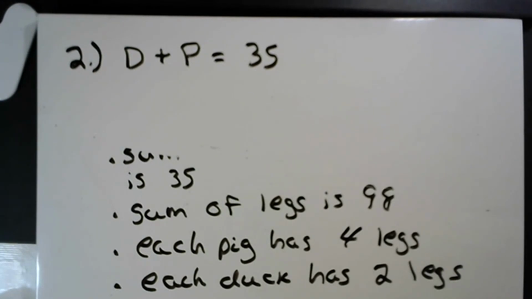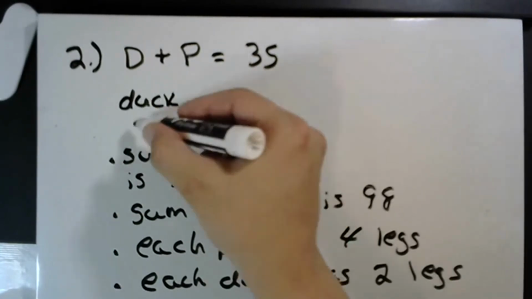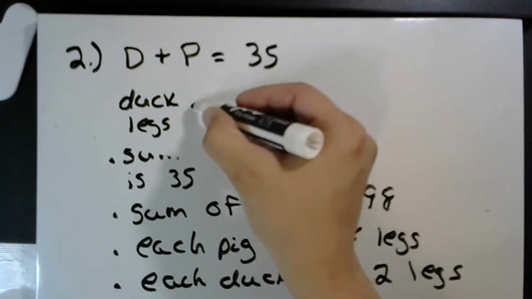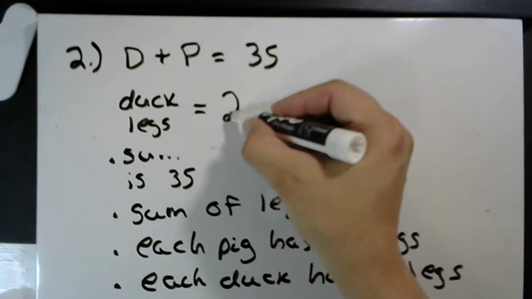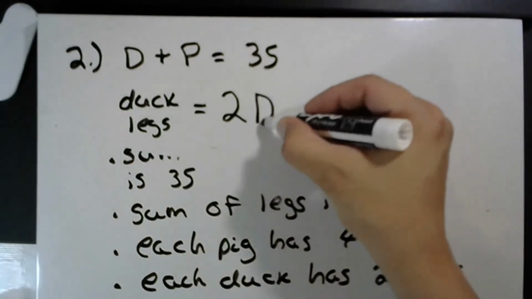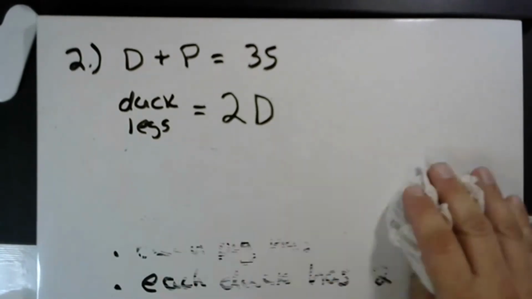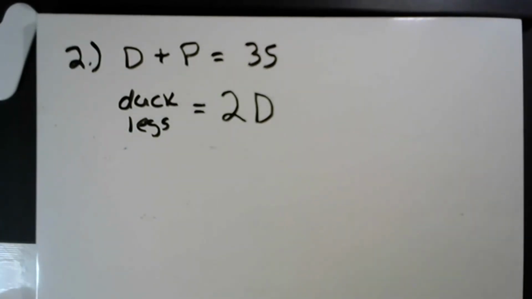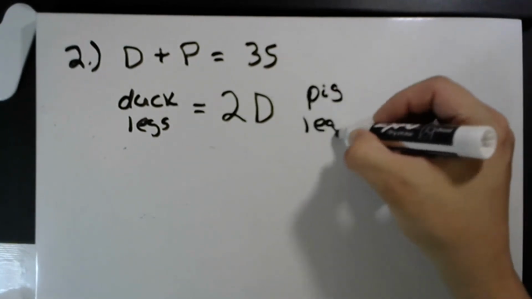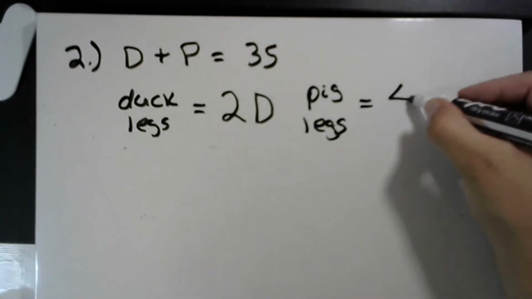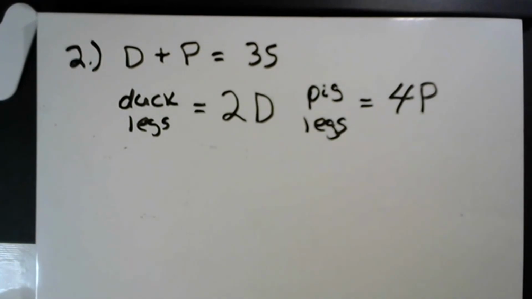Now, let's think of this in terms of legs. So duck legs. Well, each duck has 2 legs. So the total number of duck legs is each duck times 2, because each duck has 2 legs. And then for pig legs, well, each pig has 4 legs. So the number of pigs times 4 will give us the total of pig legs.